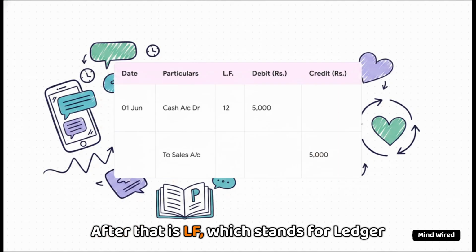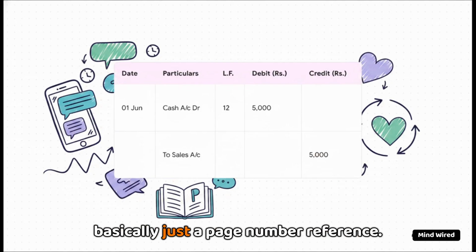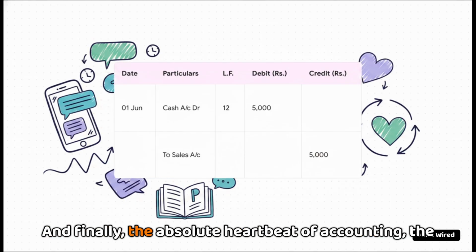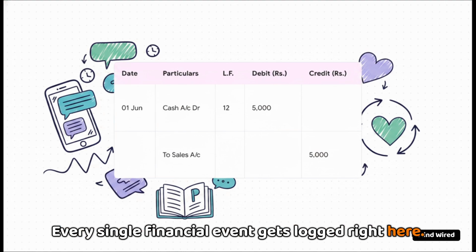After that is LF, which stands for Ledger Folio. Don't let the fancy name scare you, it's basically just a page number reference. And finally, the absolute heartbeat of accounting, the debit and credit amount columns. Every single financial event gets logged right here.